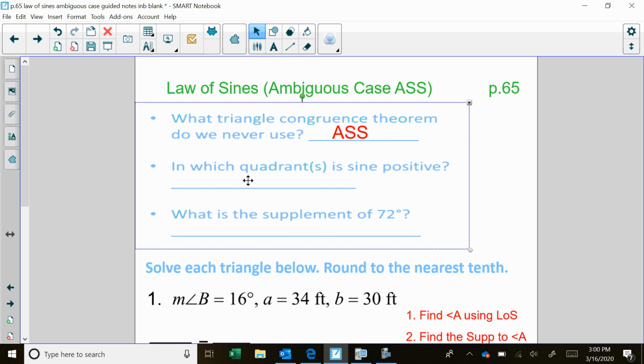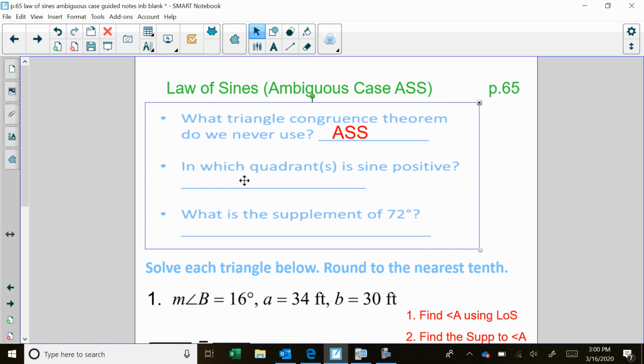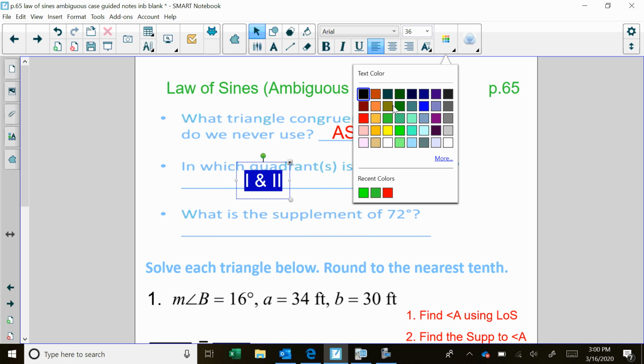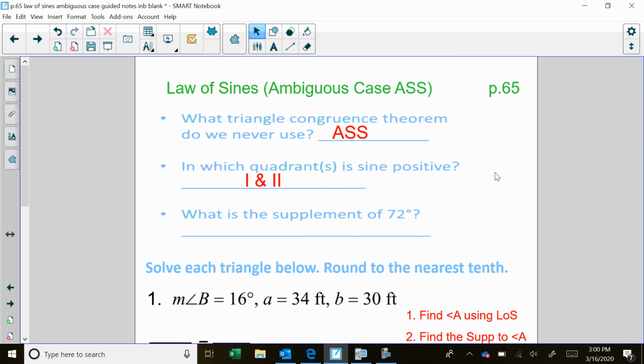Another question from our trigonometry past: in what quadrant is sine positive? Since you all have to take calculus, you all should know that it's positive in quadrant 1 and quadrant 2. So you can see my lining up is not very good. So we got quadrants 1 and 2. That's where things are positive for the trigonometric value of sine.